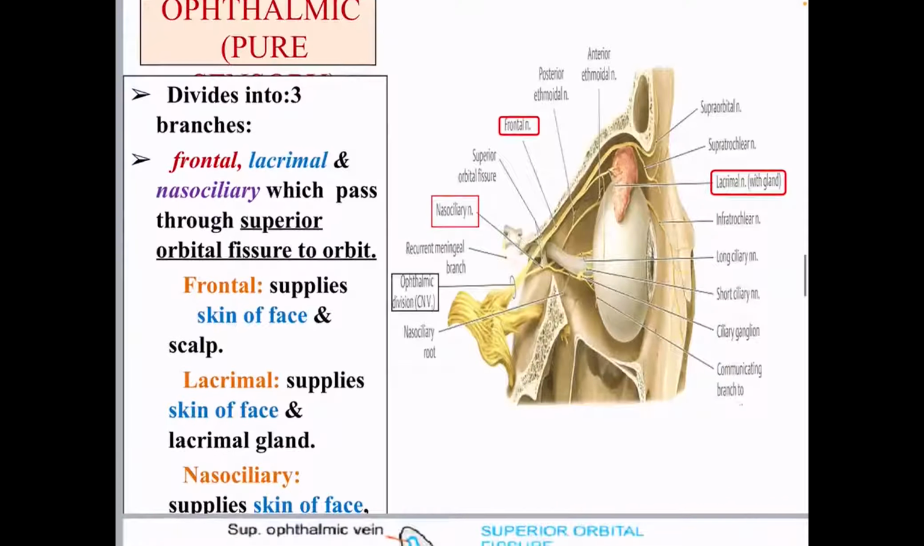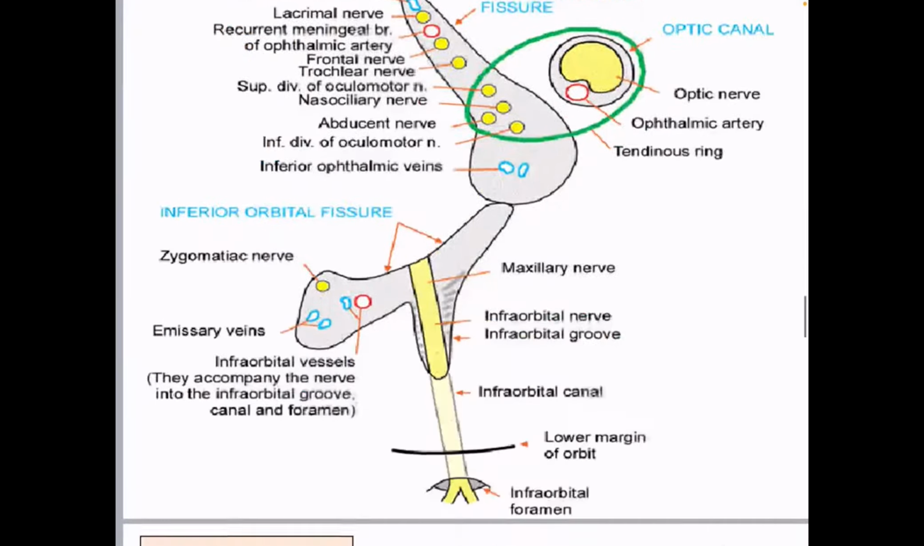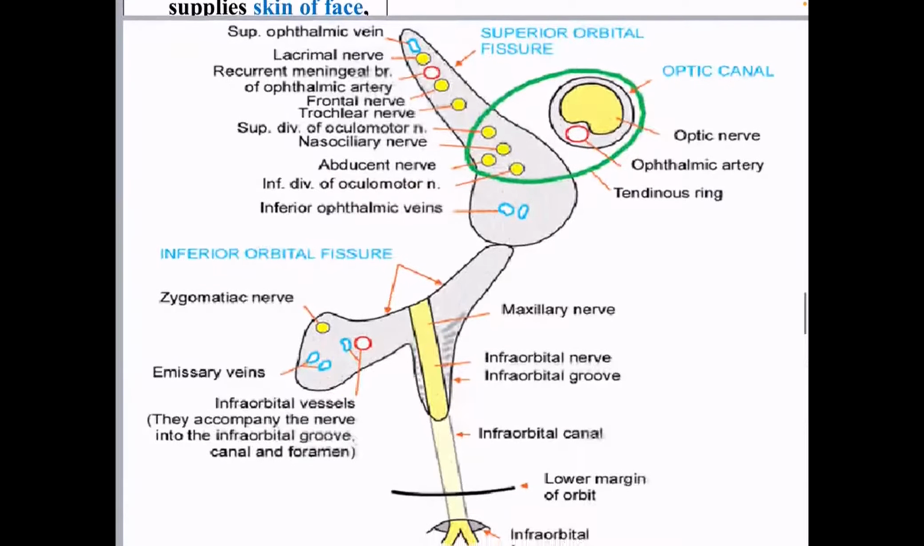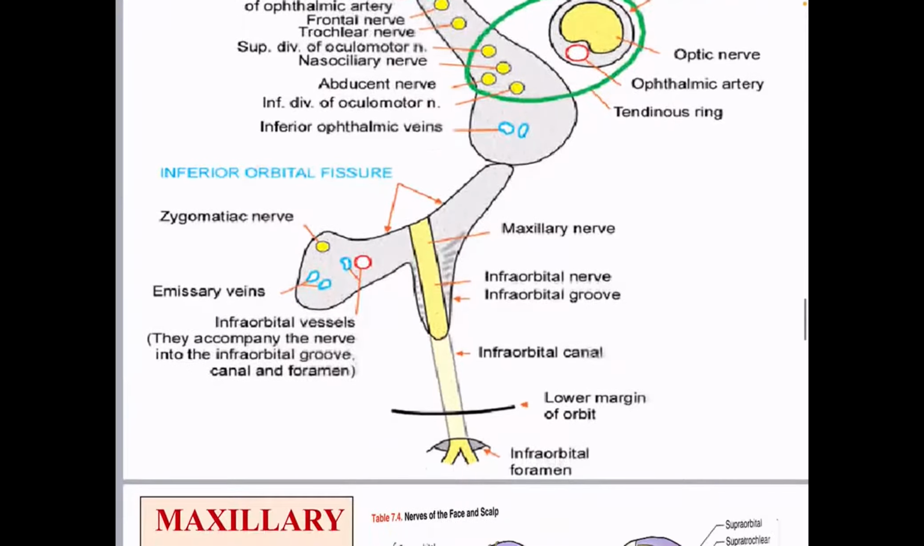Ophthalmic divides into three branches: frontal, lacrimal, and nasociliary, which pass through the superior orbital fissure to the orbit. Frontal supplies the skin of the face and scalp. Lacrimal supplies the skin of the face and the lacrimal gland. Nasociliary supplies the skin of the face. So these are the sites.